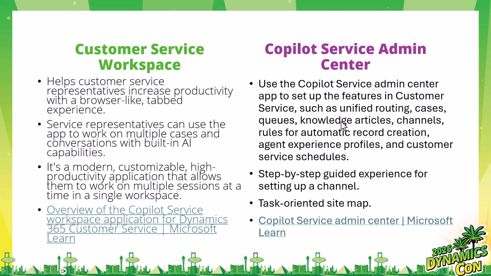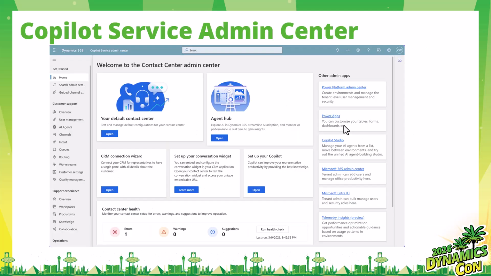The Admin Center is for your admins to set up the contact center and define things like work streams and queues and skills and connect your different phone numbers and chats and SMS providers. This is what the Admin Center looks like. Again, you've got your site map of, do you want to set up agents? Do you want to set up queues? Do you want to set up your routing rules, your workspaces, your knowledge base?